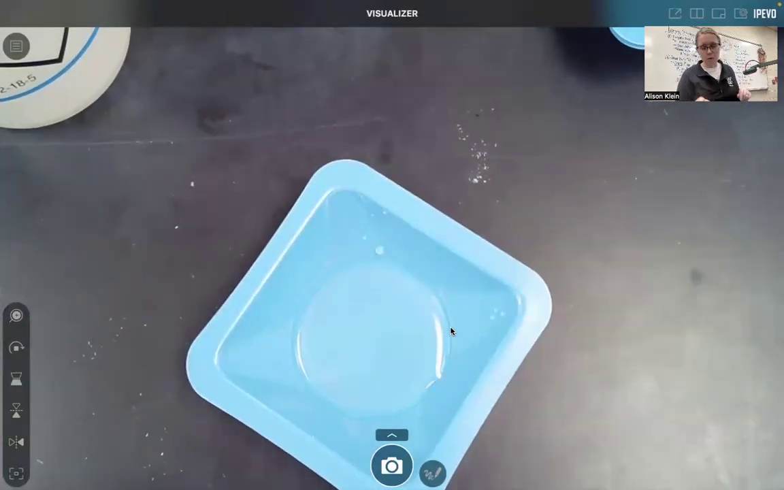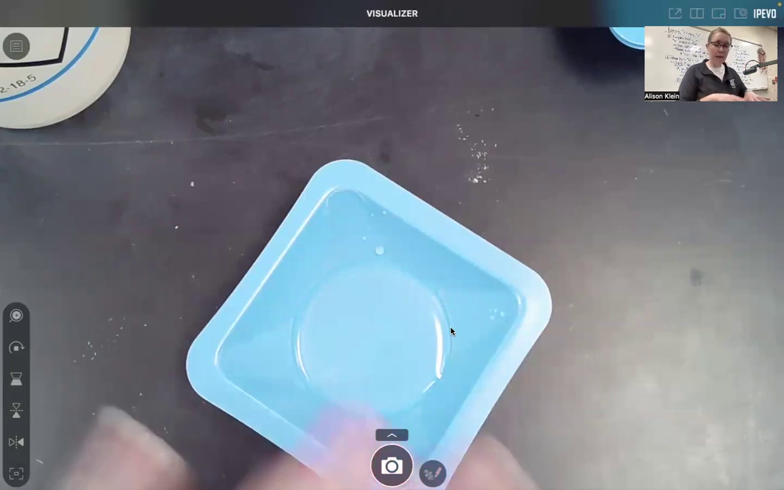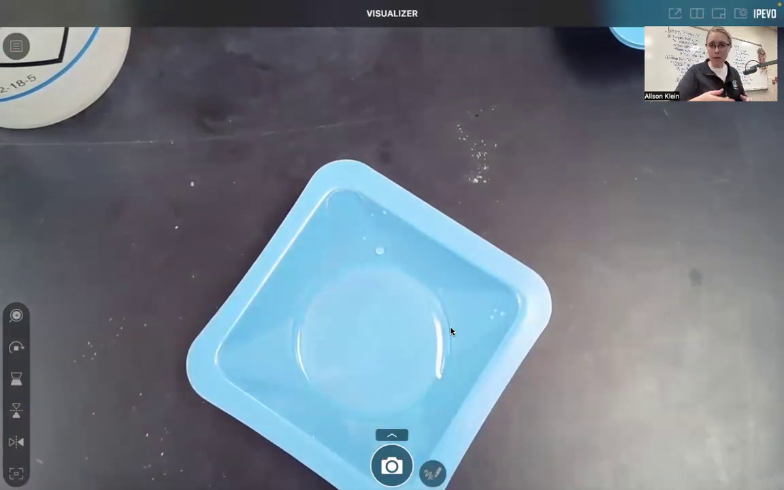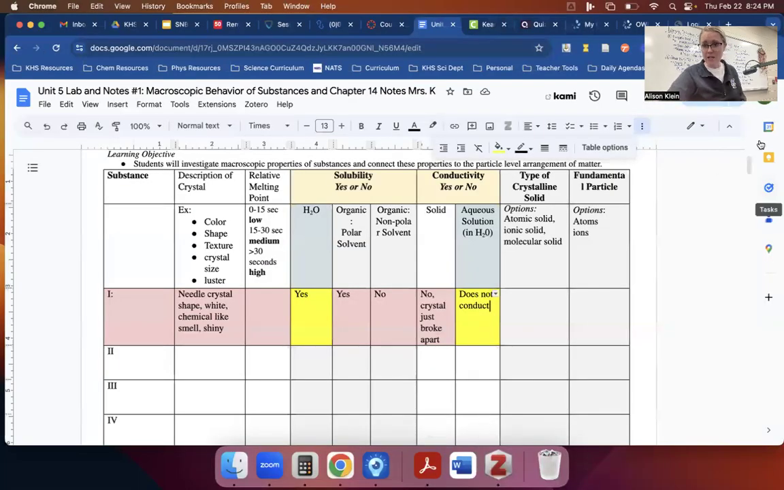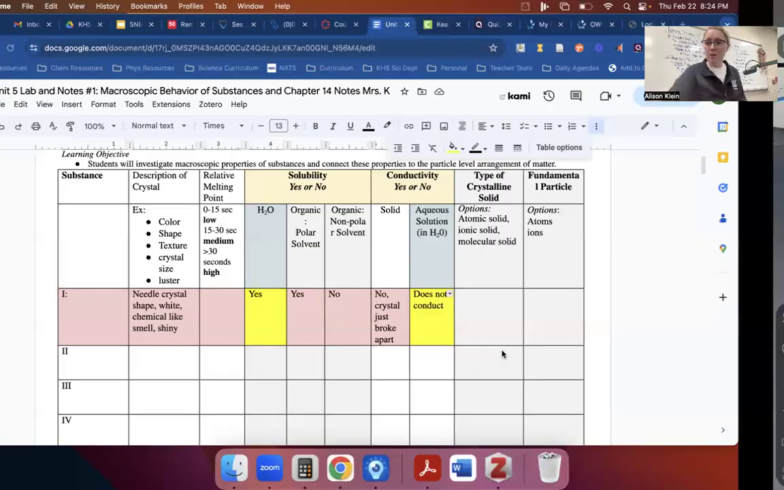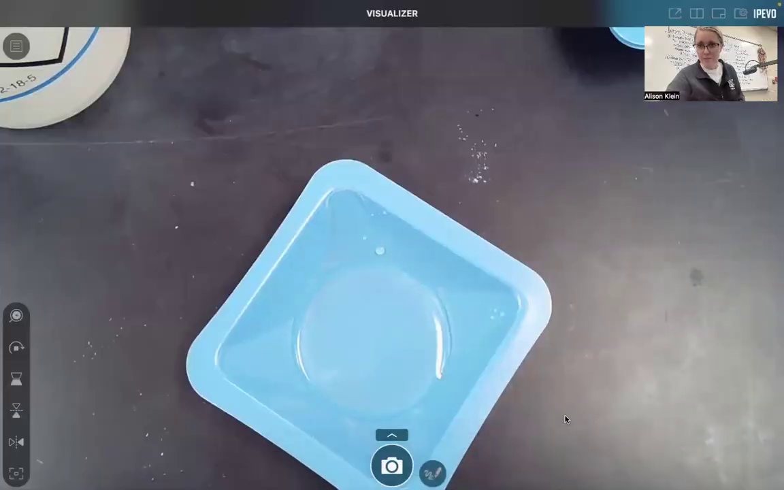Okay, so my solution that I just created, I am going to take over to the sink because it dissolved in water. It can go down the drain, and then I'm going to rinse, dry, and I'm going to use it again for my next test. So I'm going to go take care of this really fast, and we will be back to talk about melting point.